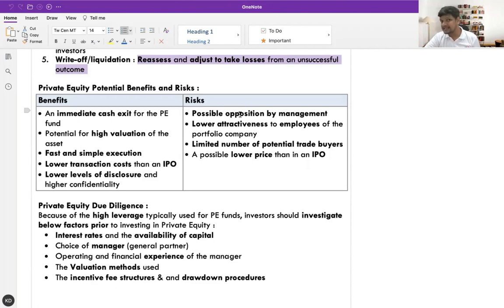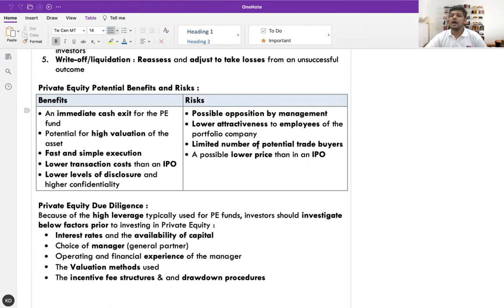But the possible risks are, right, possible opposition by management. So whenever a PE fund comes and picks up a stake, there are various scuffles between the management and the new management that the PE fund has introduced. Employees don't like it because PE funds have the tendency to do cost cuttings, cost reduction. So they know that many employees will be fired. So employees don't entertain them. They restrict them. They, you know, create issues.